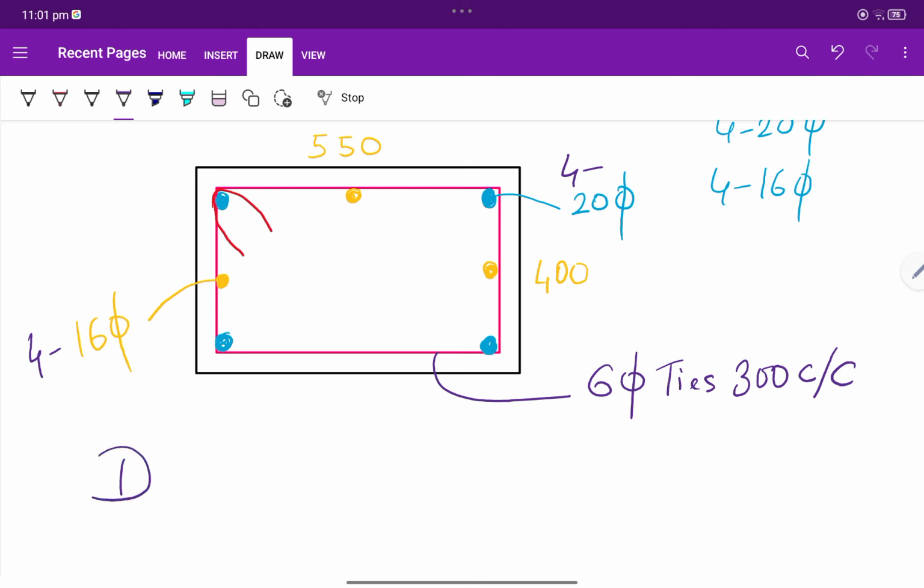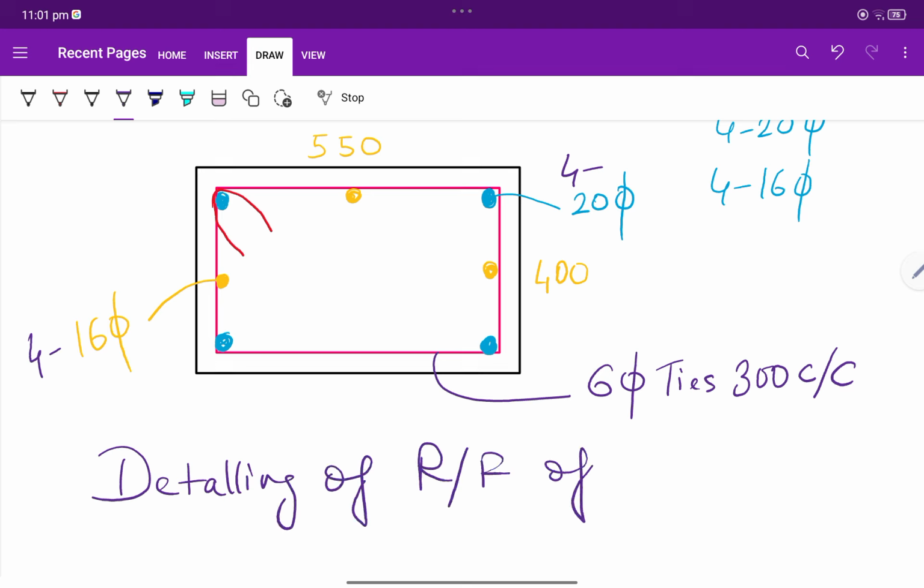So this is the detailing of reinforcement of a rectangular short column.